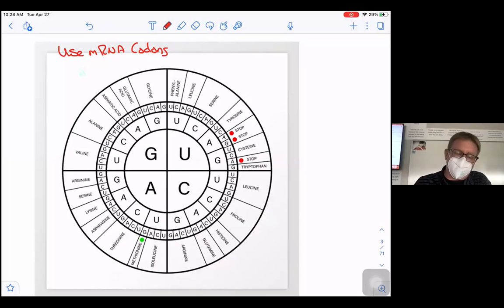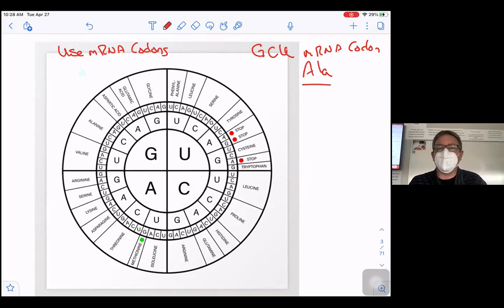So just as a practice, remember, if you get GCU as your mRNA codon, that we would go then G is our first letter, C is our second letter, U as our third letter, and that GCU codon codes for the amino acid called alanine. And so we would write down alanine as our amino acid.